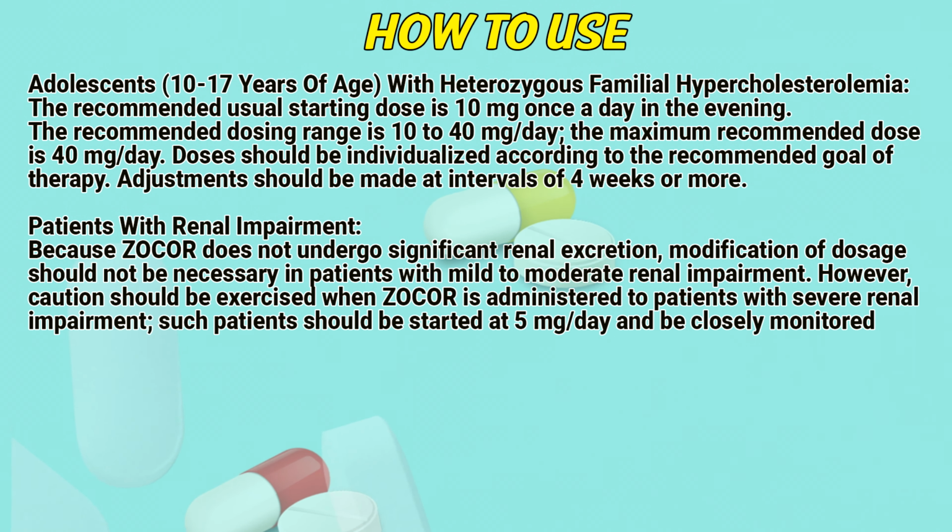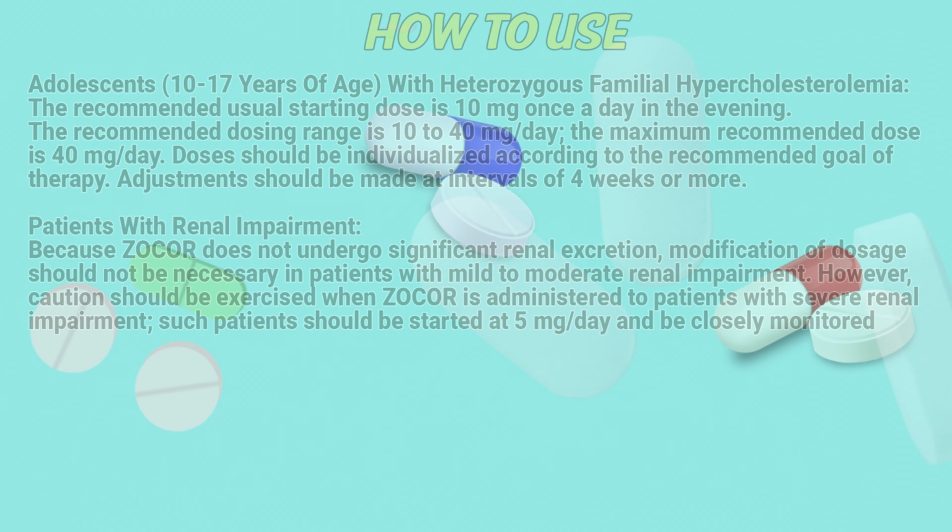Patients with renal impairment. Because Zocor does not undergo significant renal excretion, modification of dosage should not be necessary in patients with mild to moderate renal impairment. However, caution should be exercised when Zocor is administered to patients with severe renal impairment. Such patients should be started at 5 mg per day and be closely monitored.